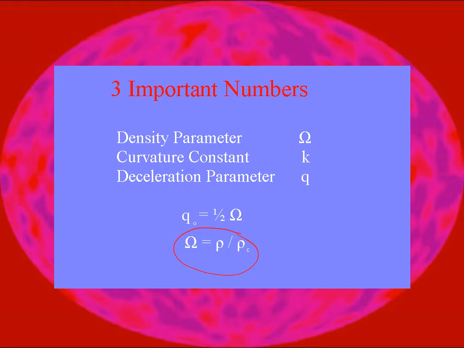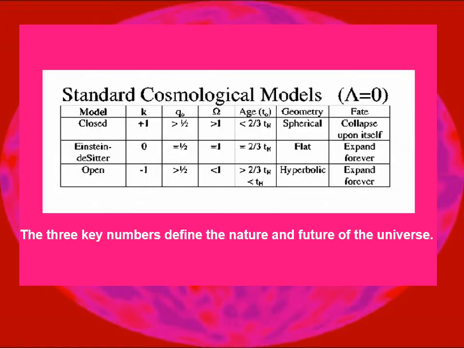And the deceleration parameter is like half of the density parameter. Not a very significant thing, but this is what we come up with. And of course, depending on what the density is and the curvature constant, that would determine the age of the universe, whether it's equal to the Hubble time, shorter than the Hubble time, or longer. Really it's about 2/3 of the Hubble time.